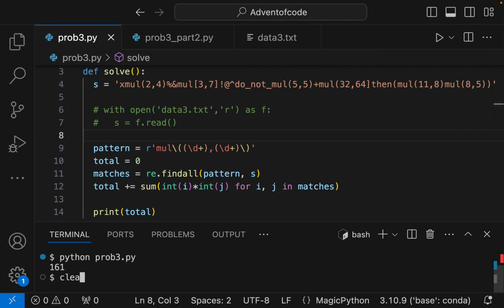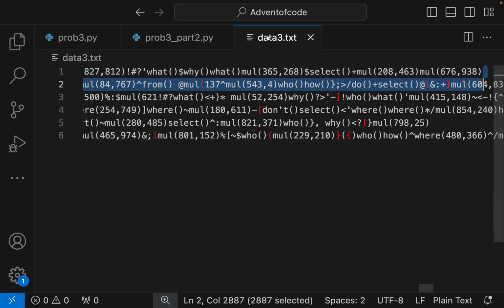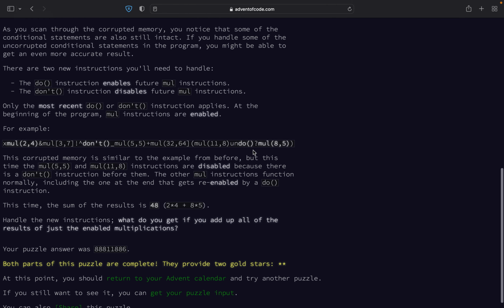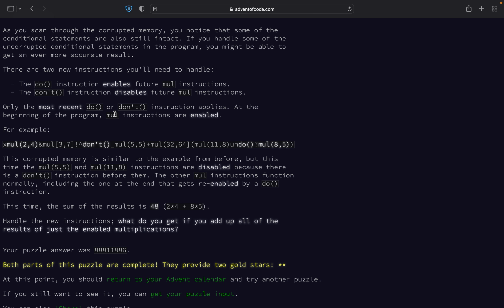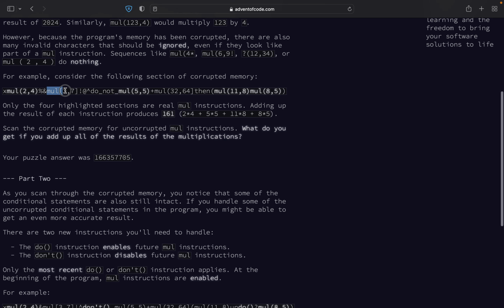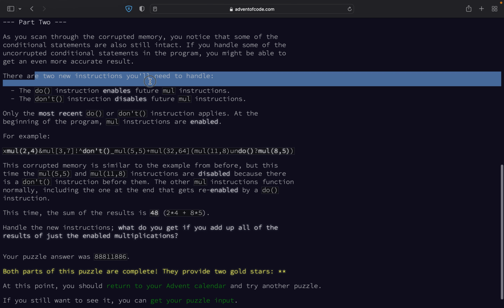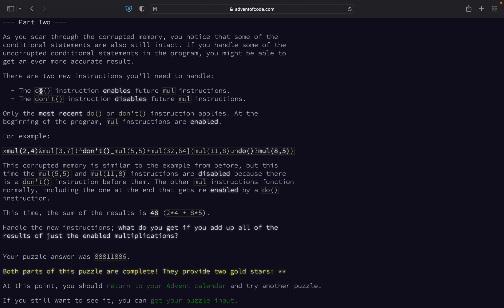Now part 2 of day 3. Now this was the data they gave us. It's much lengthier. What they want us to do is, again, we're given the same type of mul instruction that we're searching for. However, we're given these two new instructions. Whenever you see do, it enables future multiply instructions. If you see don't, it disables future mul instructions.